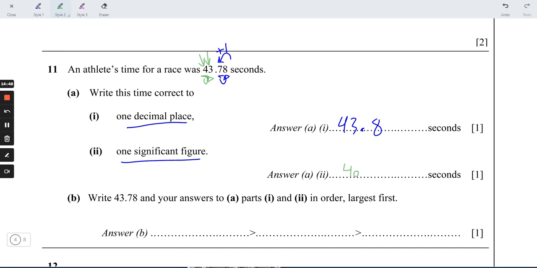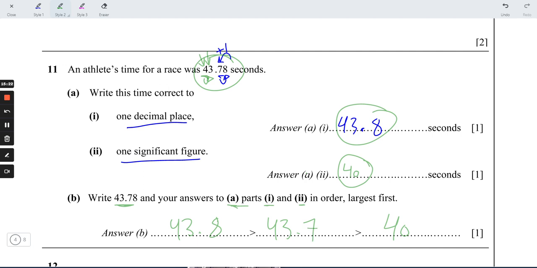Now write this number and your answers in part A, parts I and II, in order, largest first. So from largest to smallest. We know that the smallest number will be 40. Then the largest number will be the one which is rounded up, 43.8. Then the number itself, 43.78.